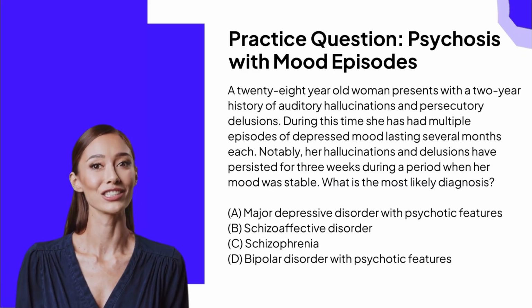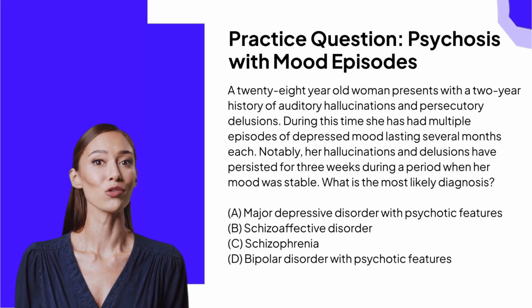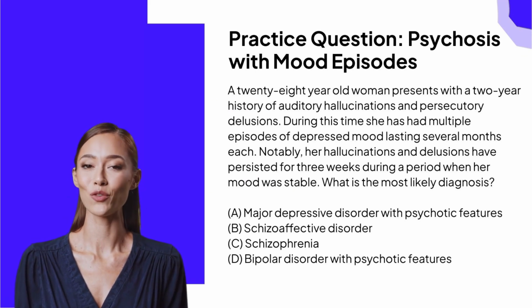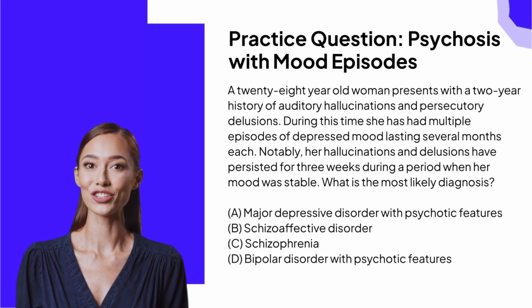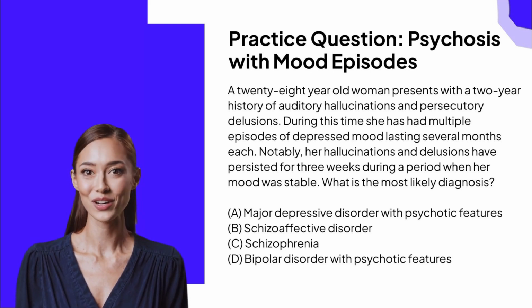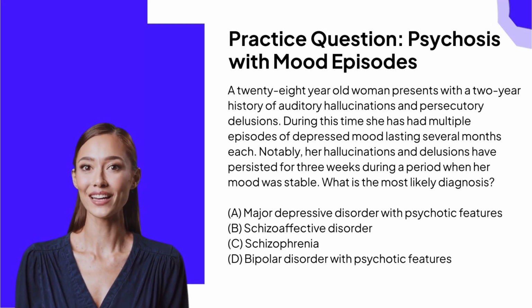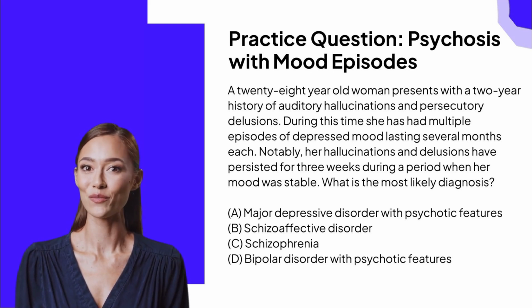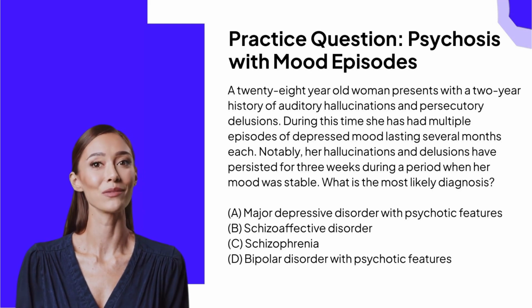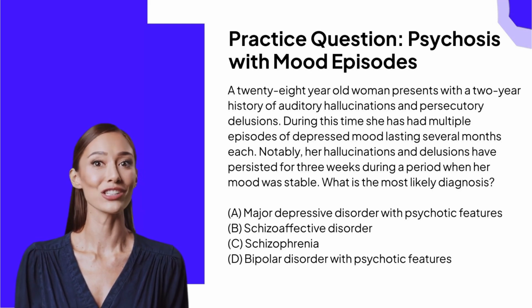Here is our third practice question. A 28-year-old woman presents with a 2-year history of auditory hallucinations and persecutory delusions. During this time, she has had multiple episodes of depressed mood lasting several months each. Notably, her hallucinations and delusions have persisted for 3 weeks during a period when her mood was stable. What is the most likely diagnosis?